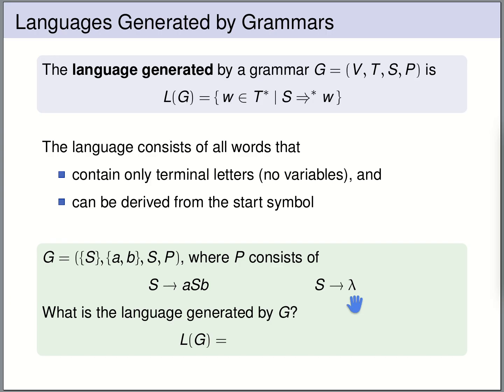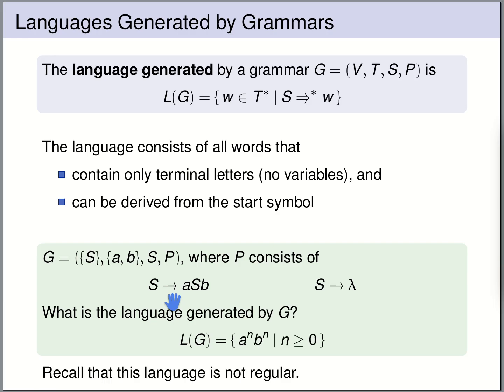Now, we have already discussed what terminal words we can derive. We can derive lambda. If we apply the first rule once and then the second rule, we get ab. If we apply the first rule twice and then the second rule, we get aabb. So in general, if we apply the first rule n times, we get a to the n, b to the n. And if you recall what we've learned about regular languages, then you know that a to the n, b to the n is not a regular language. So this grammar here does not give rise to a regular language.